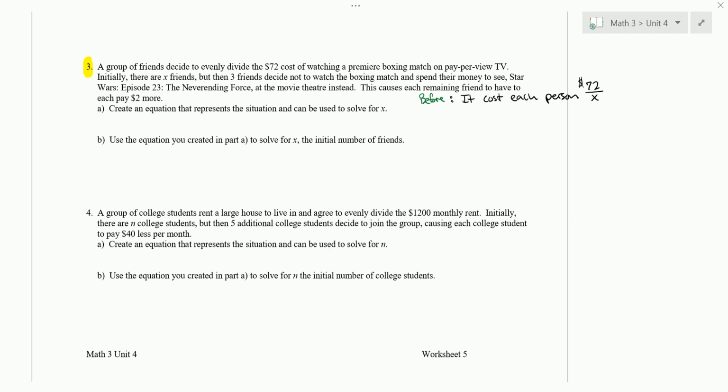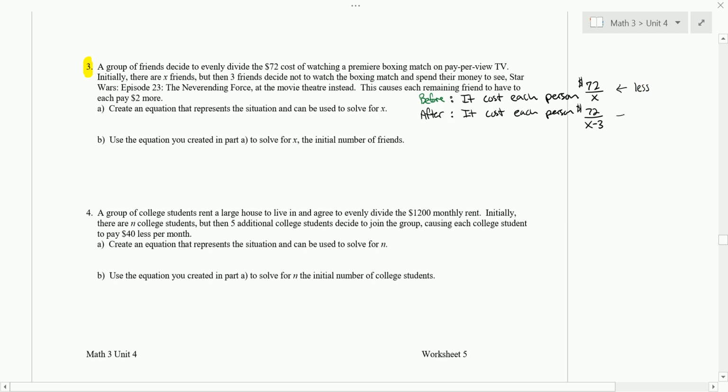But 3 friends decided not to watch. So after that decision was made, for the people that were still watching that pay-per-view boxing match, it cost each person $72 divided by x minus 3. And so you have 3 friends that left, and so each person's going to pay a little bit more. So this original value, each person was going to pay a little bit less, but because the 3 friends left, now each person's going to pay a little bit more. How much more? Well, it tells us in the problem that each is going to pay $2 more.